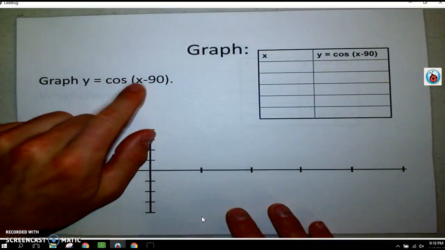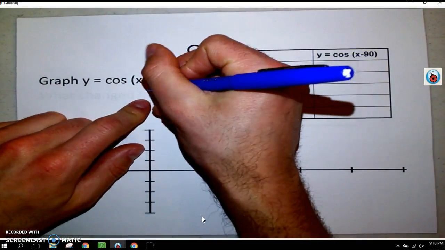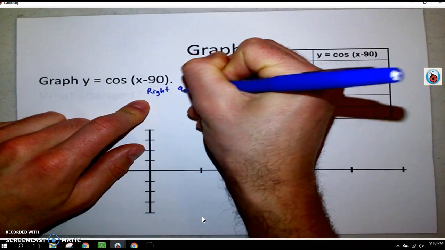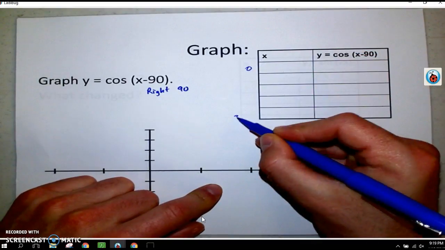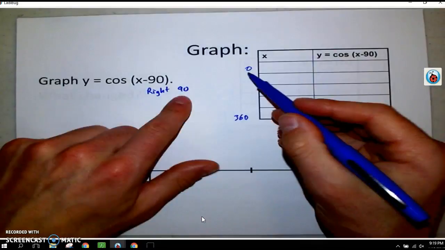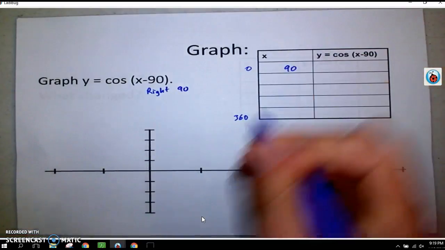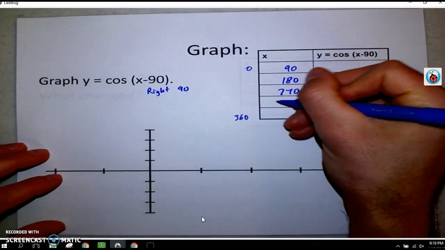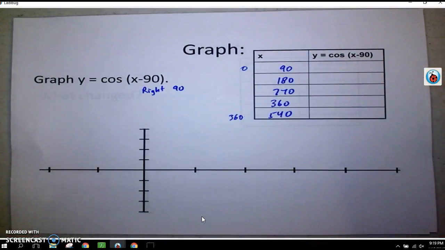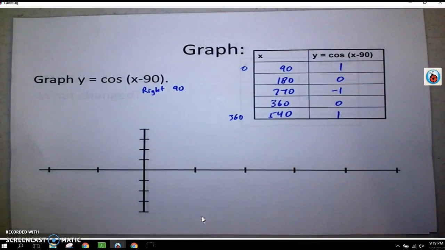So this time I have cosine, and this time I have a minus 90. So this is going to be a shift to the right, 90 units. So once again, instead of thinking of my normal values of 0 through 360, let's take all of those and add 90 to those, since they are being shifted to the right. So I'll go from 90, 180, 270, 360, and 540. And then my cosine values start at 1, go to 0, negative 1, 0, and back to 1. Again, just thinking from the parent function.